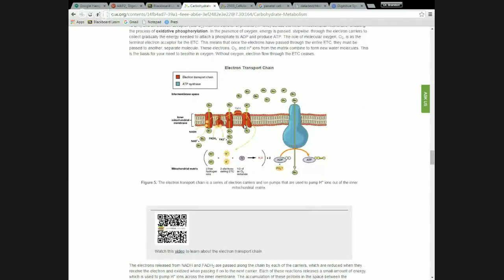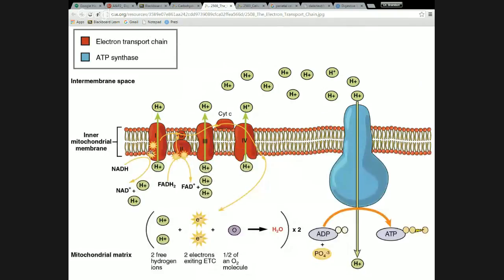This figure shows what's happening with the electron transport chain in the inner mitochondrial membrane. Let me enlarge this. Okay. So these kind of maroon-looking things are membrane proteins that pick up the hydrogen ions and pump them across this membrane using the energy from the electrons. Eventually, those electrons will reduce oxygen so that we can make H2O.